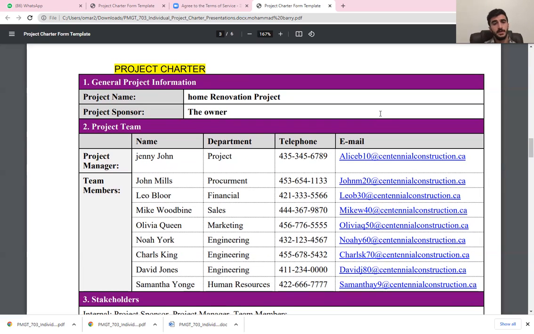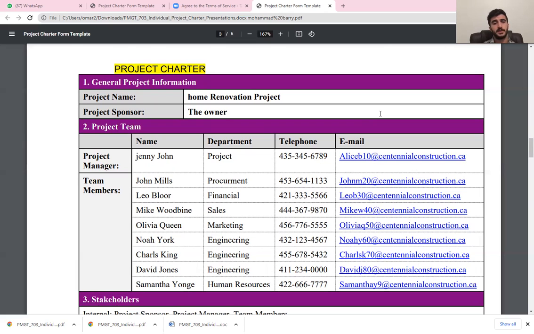So the team members that we have here are John Mills, the procurement department; Leo Plur, the financial person who is responsible for the funding and the budget for the whole project and each step in it; and Mike Woodbine, the sales department, which is responsible for providing the workers for that project, the materials needed, the equipment, everything. And Olivia Queen, whom we have already mentioned, is the marketing department that already made a visit to our client and gave him the idea to sell the house in a fast way.